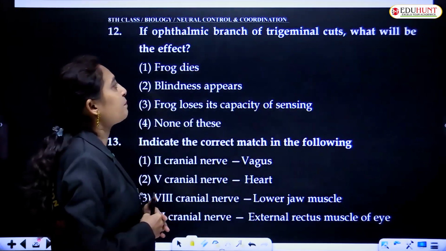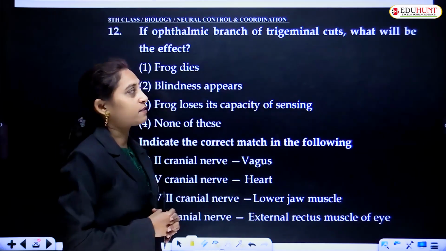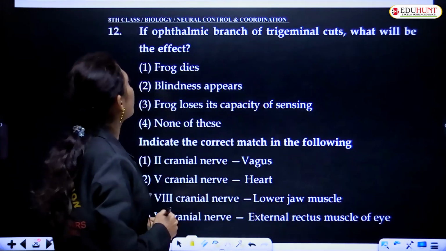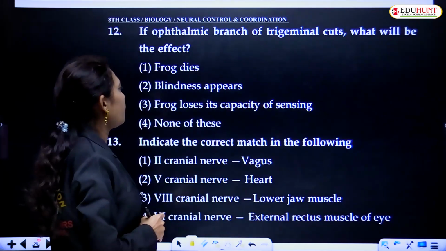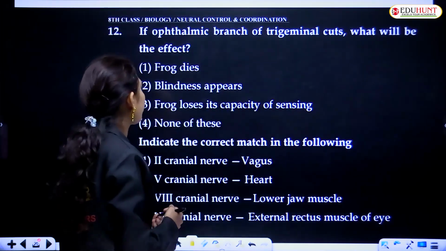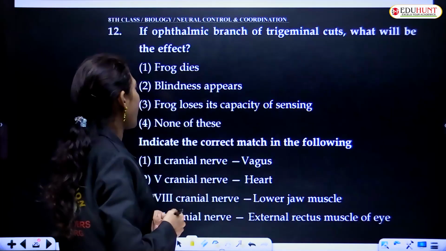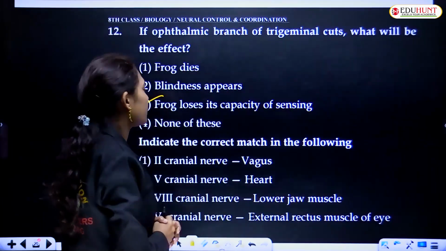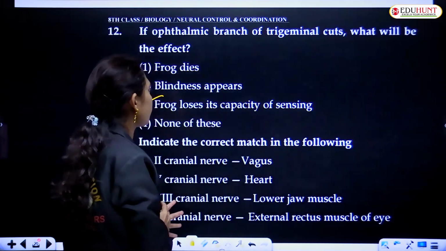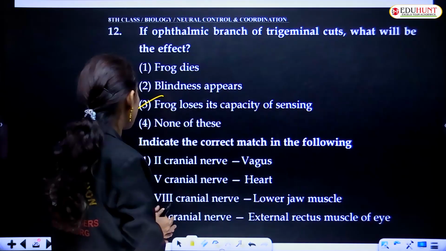If the ophthalmic branch of the trigeminal is cut, what will be the effect? Frog dies, blindness appears, frog loses its capacity for sensing, or none of these. The third option is correct: the frog loses its capacity for sensing.